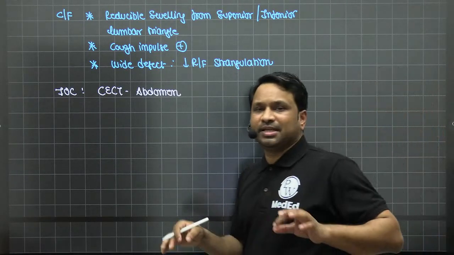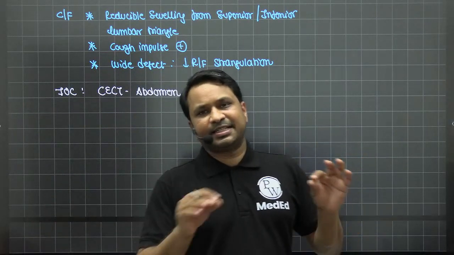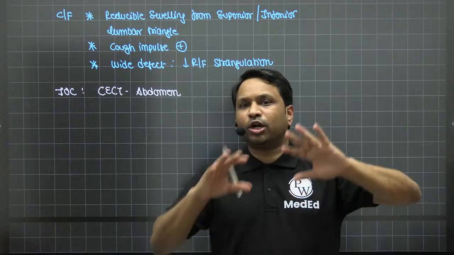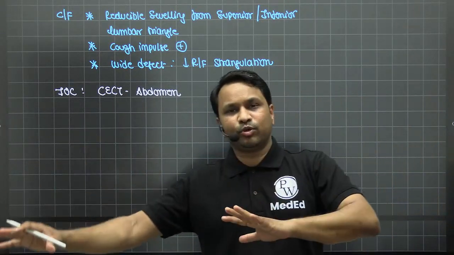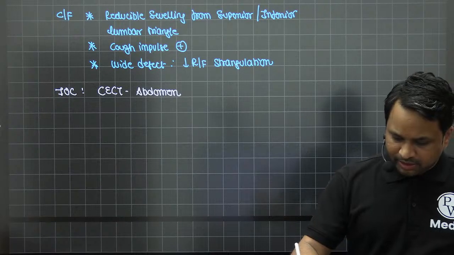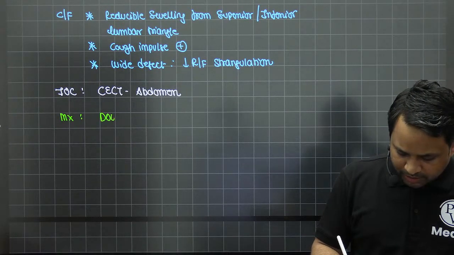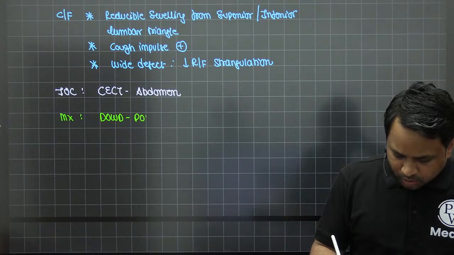So the concept is the same. Open the hernia: you incise the skin, dissect the sac, open the sac, reduce the content, put the sac back, and then put the mesh and repair the defect. The only thing that you need to remember here is the name of the surgery. The management here is going to be surgery, and that is what we call the Dowd-Ponka surgery.